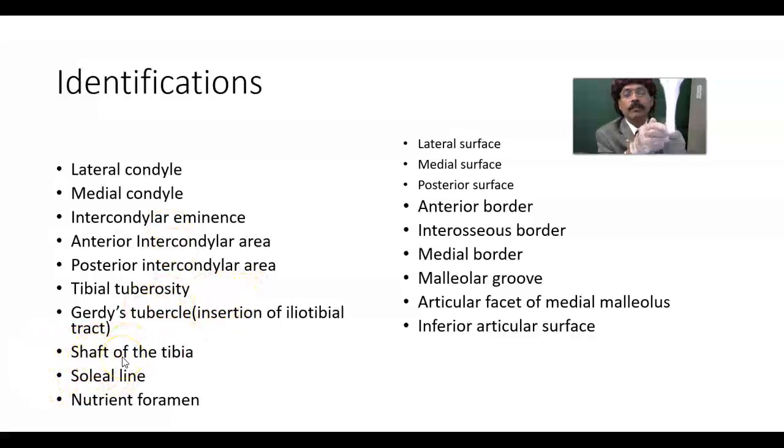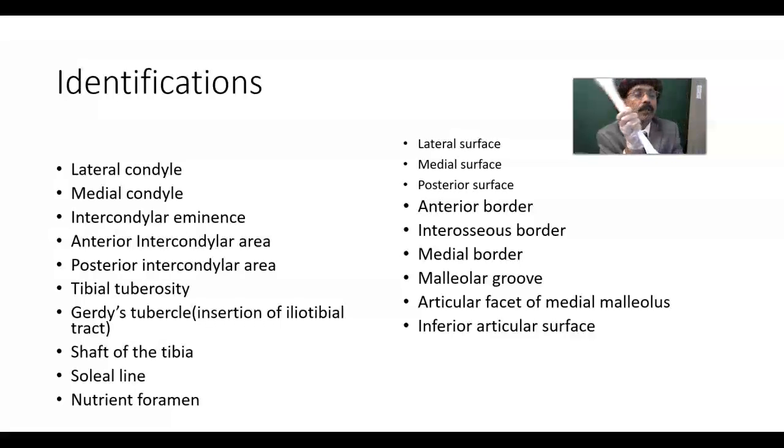In the shaft of the tibia, the soleal line is present on the posterior surface. The nutrient foramen is very close to the soleal line on the posterior aspect. This is the largest nutrient artery of the body, and the tibia is the second longest bone of our body. We find the lateral surface, the medial surface and the posterior surface, the anterior border, the interosseous or lateral border, and the medial border.